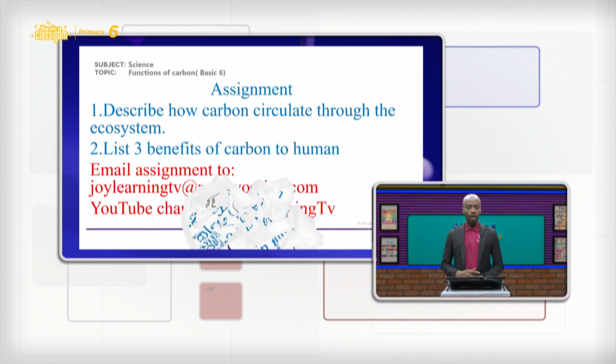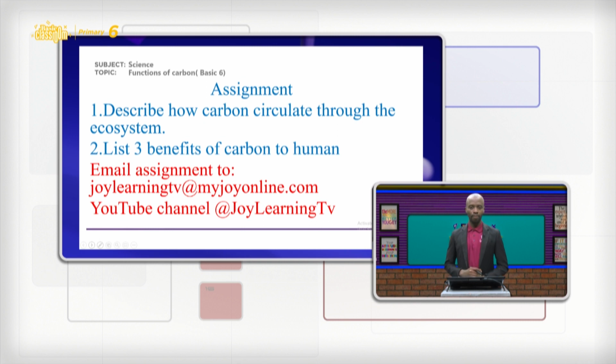All right. So let's have this simple assignment, and then do it and send it to us. One, describe how carbon circulates through the ecosystem or through the environment. And two, list three benefits of carbon to humans. So do it and then send it to us at joylearningtv@myjoyonline.com. We give you just a minute to write this assignment down.